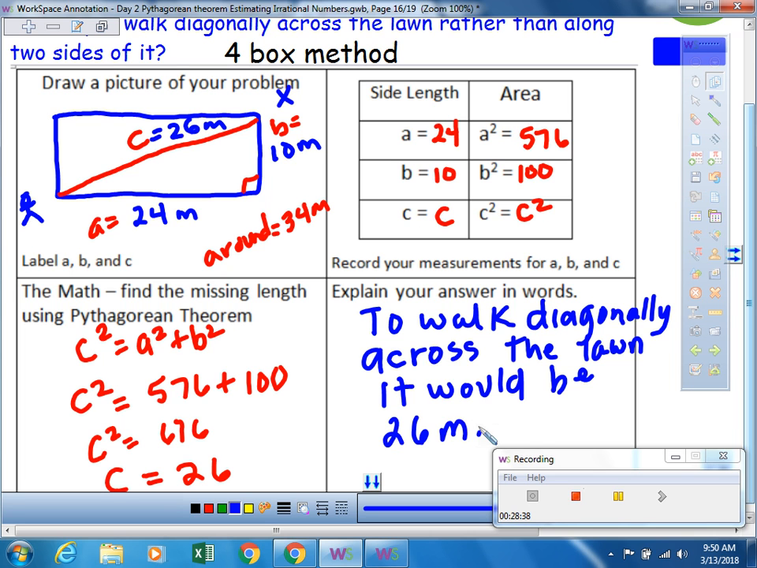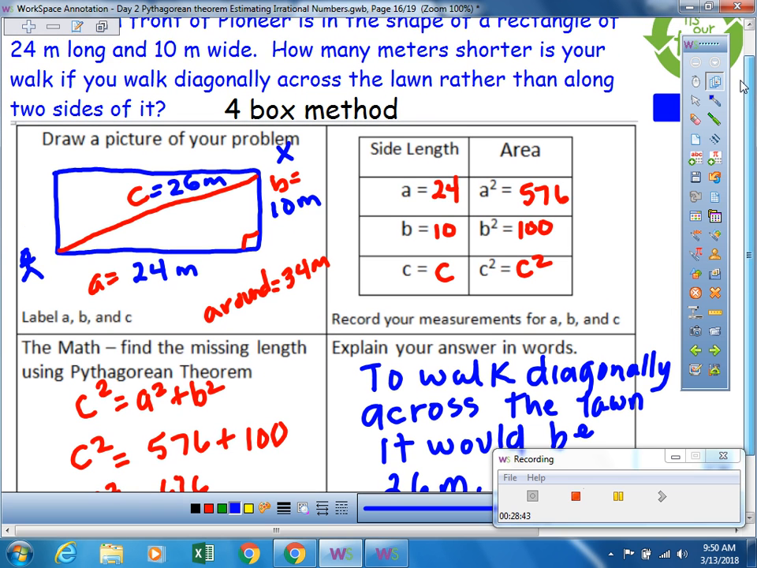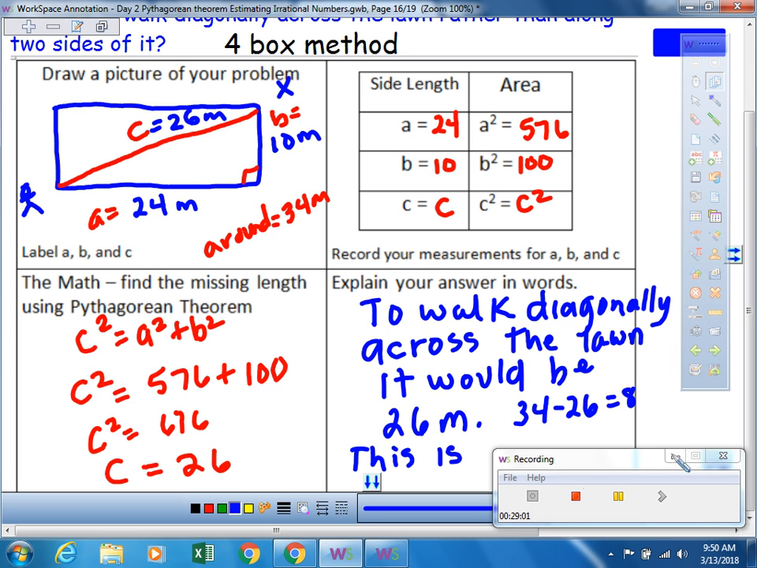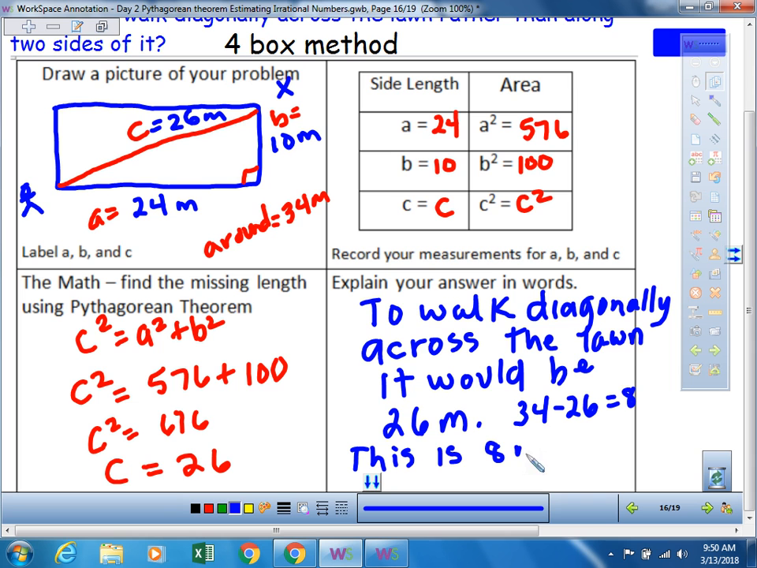Okay, so what does it say? How many meters shorter? So then you would say 34 minus 26. What's 34 minus 26? So this is 8 meters shorter than walking around.